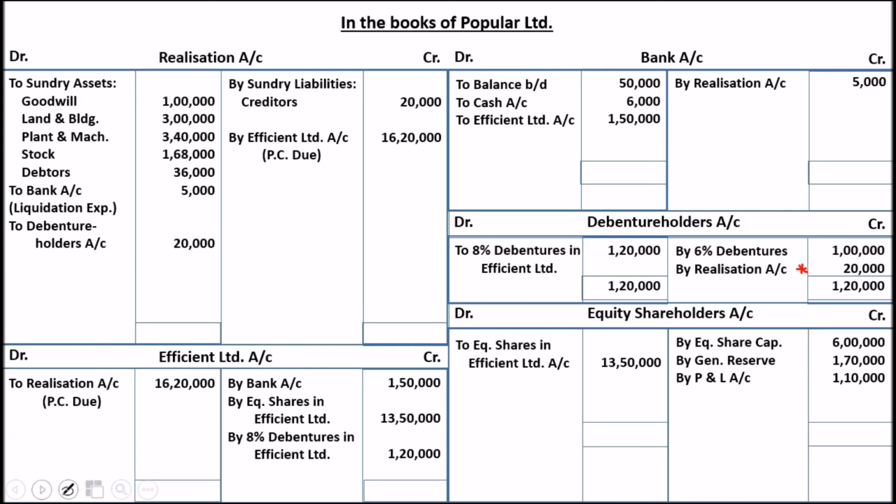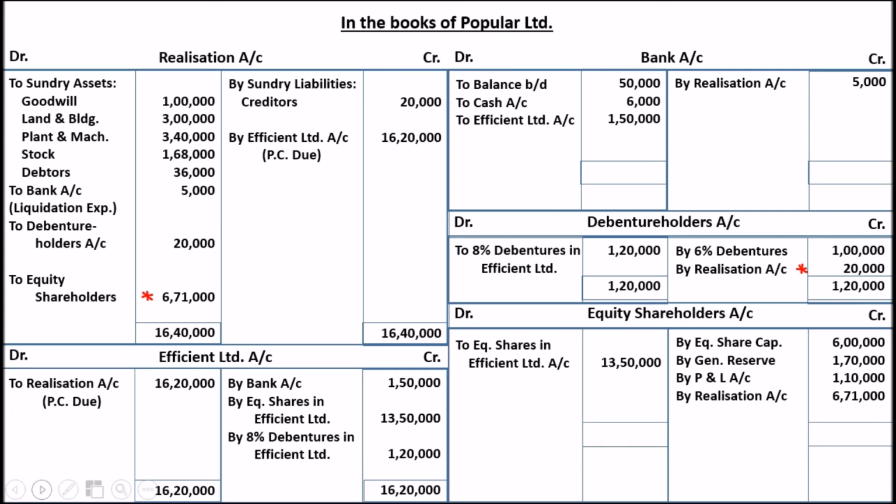Next, closing realization account, the credit side is greater, that is 16,40,000. Difference in realization account goes to equity shareholders account, and the balance is 6,71,000. Transferring this balance to the equity shareholders account credit side by realization account 6,71,000. Now if you see, Efficient Limited account, that is the purchasing company, always tallies, and the amount is 16,20,000.